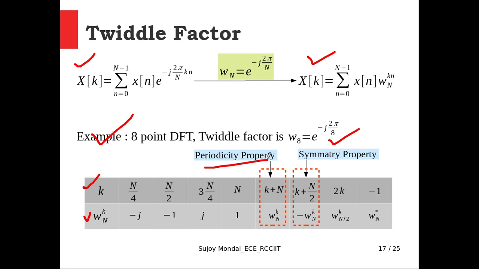There are two important relations: one is called the periodicity property and the other the symmetry property, which are associated with k equals k plus capital N and k equals k plus N by 2. If you do the calculations for omegas considering these k values, you will come to this final row as output.